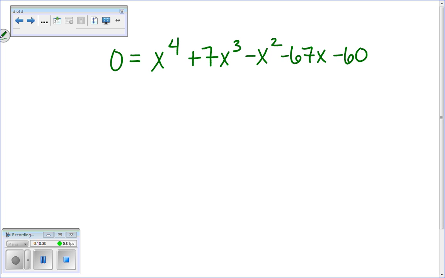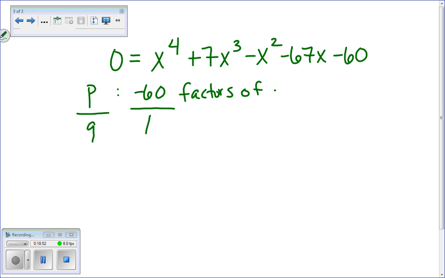Okay, so the rational root theorem gives me the factors of, so it's basically P over Q, where P is your constant, over your leading coefficient, which is 1. So it's your factors of negative 60 divided by factors of 1. So all of those are possible solutions. Okay, that takes a lot of time to test.